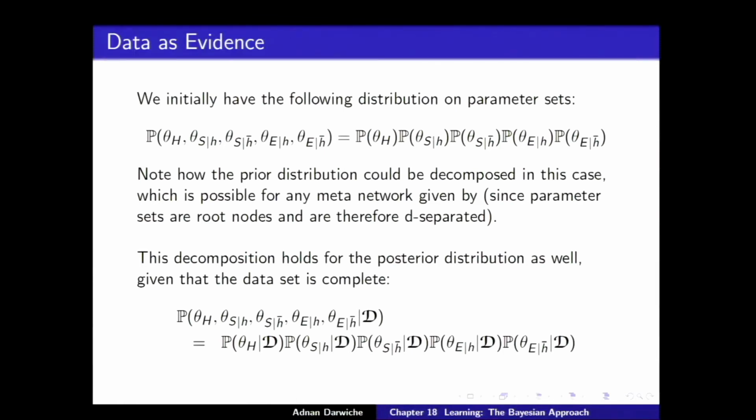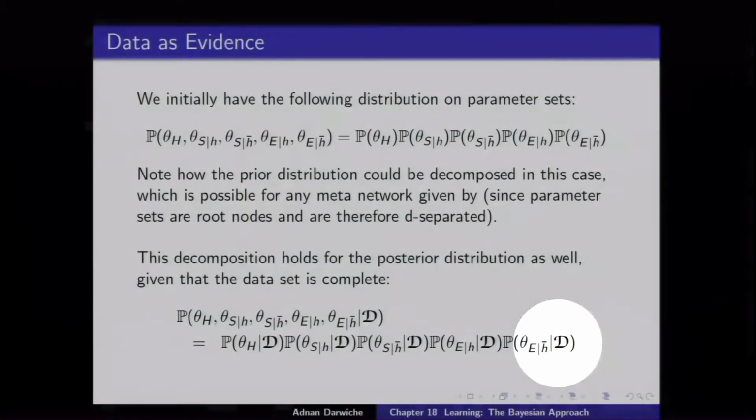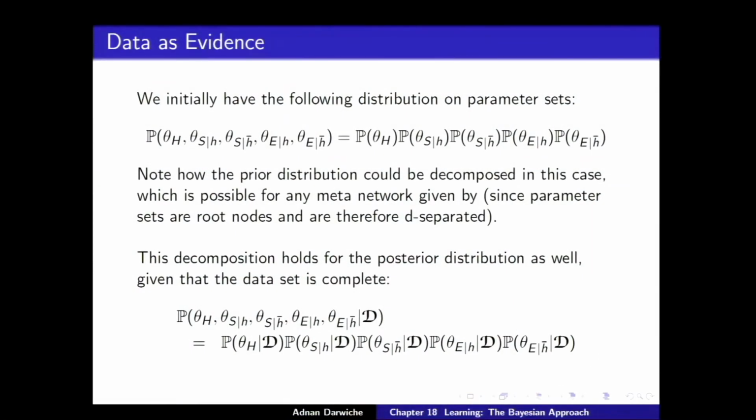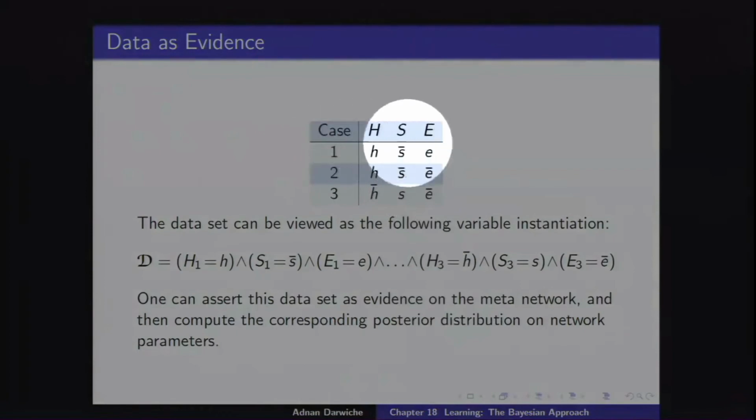Now, here's the surprise, perhaps. This decomposition still holds, even for the posterior, given that the data set is complete. If this data set is complete, then you can also write this as the following. So the posterior decomposes under complete data set. Now, what does a complete data set mean? Right? Let's go back to the previous guy. What does that mean? That means in every row, I know the value of every variable, correct?